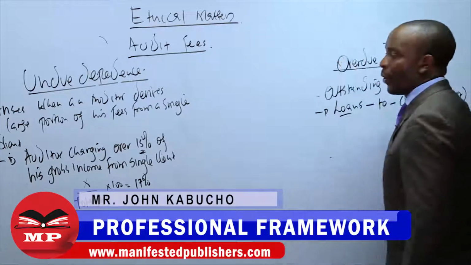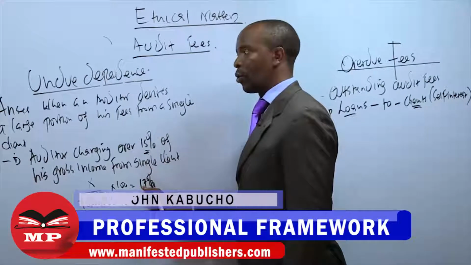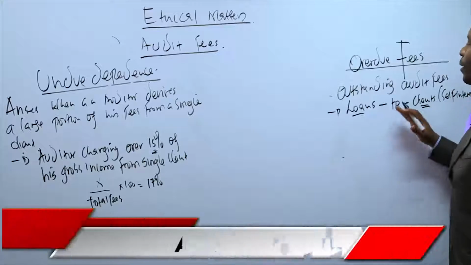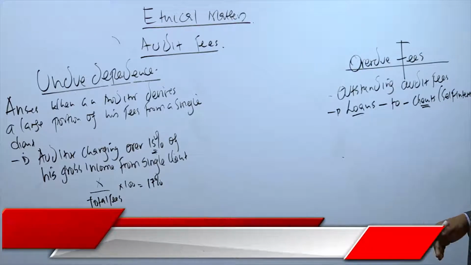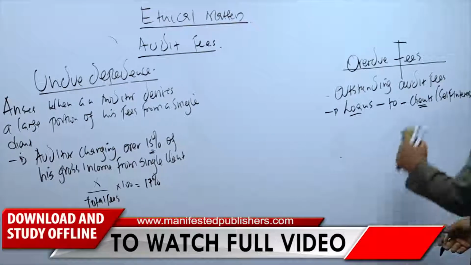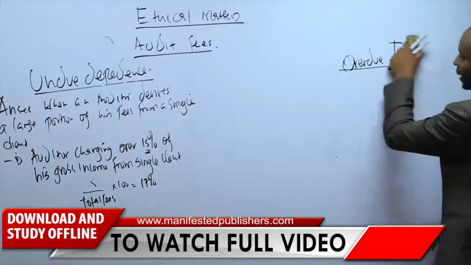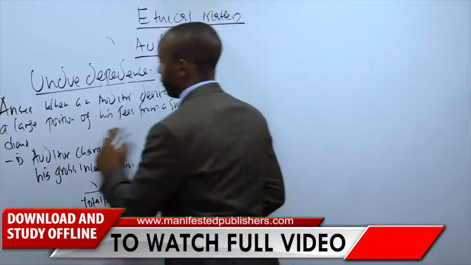Contingency fee. When you are charging audit fee, make sure that you are not earning over 15% of your gross income from a single client, because that is called what? Undue dependence. And do not allow any overdue fee to remain unpaid for quite some time. Inform the shareholders, inform the directors, inform the audit committee, and they're going to get that money for you so that you can retain your objectivity. That is what we clear with in audit fees.